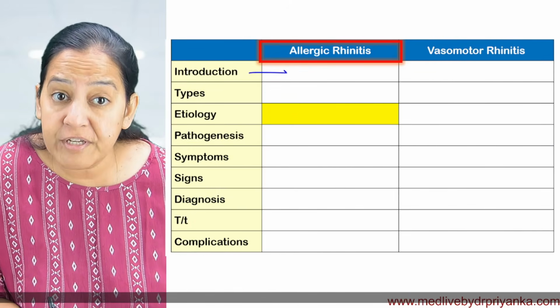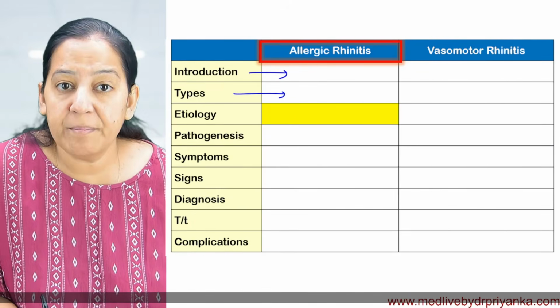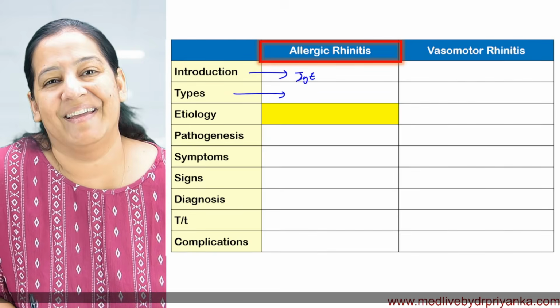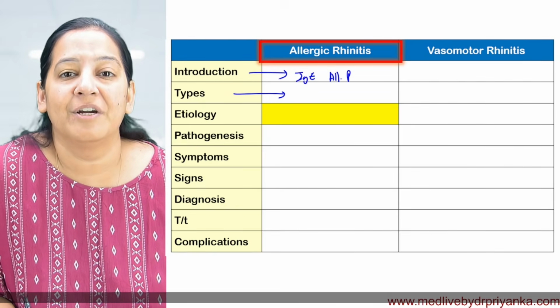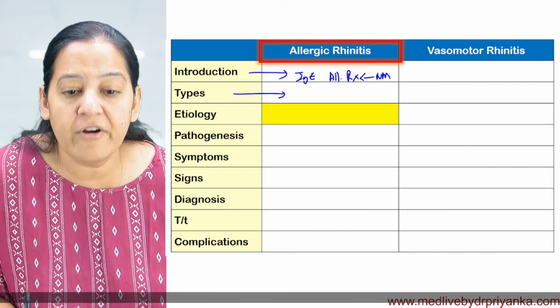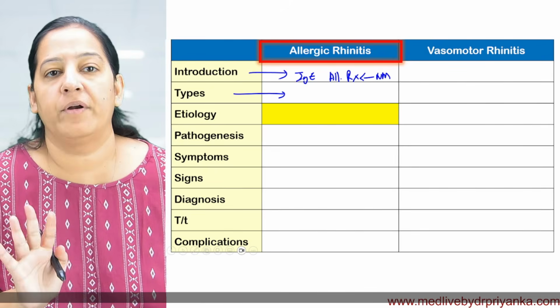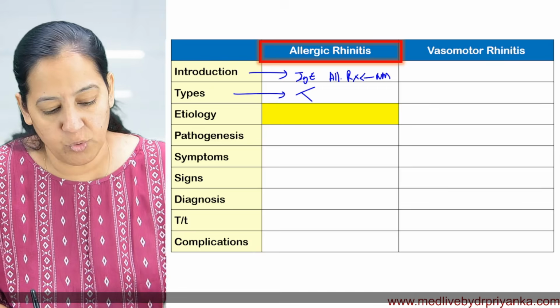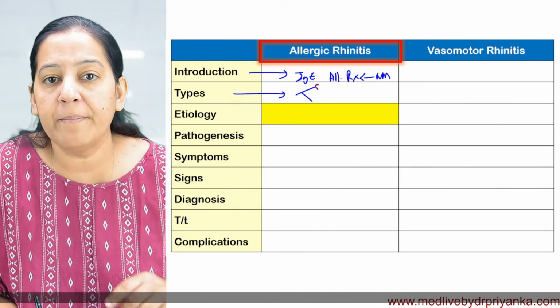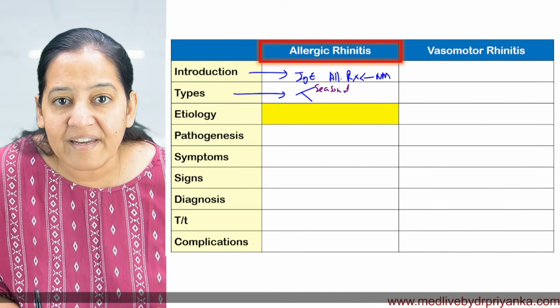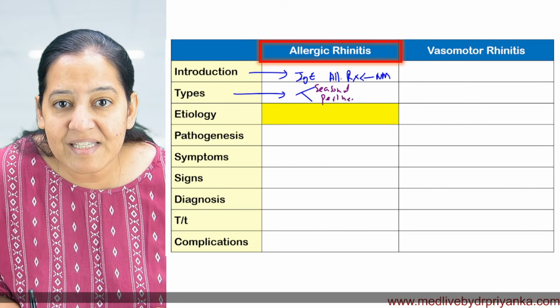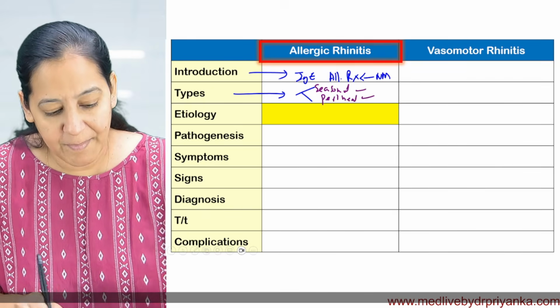So till now, I taught you the definition and the types. Definition, I taught you it is an IgE-mediated allergic reaction of the nasal mucosa in response to the airborne allergen. And types, I taught you it is of two types. What are the two types, people? It is seasonal and perennial. Okay, coming on the etiology.